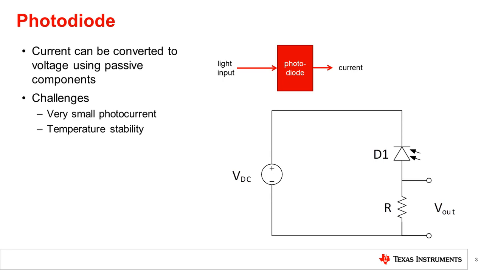The current produced by the photodiode is quite small, typically ranging from nanoamps to microamps, so the voltage across the resistor is small. The next slide will discuss how an amplifier may address this. Additionally, photodiodes are not stable over temperature and drift can cause errors. This challenge will also be discussed further.